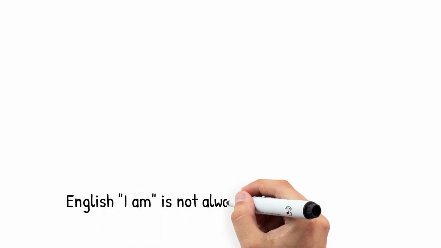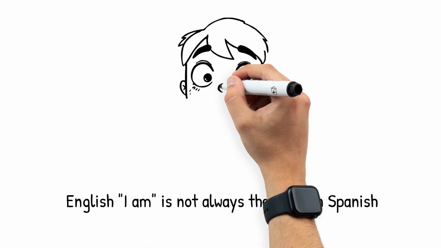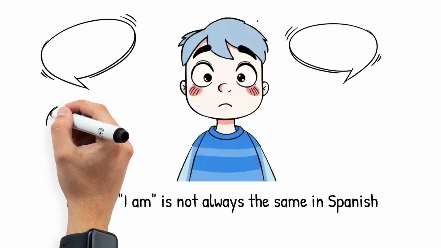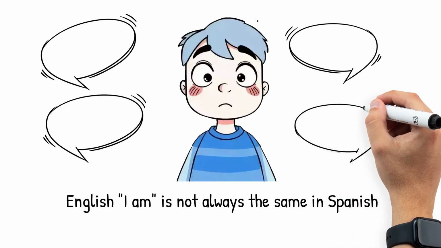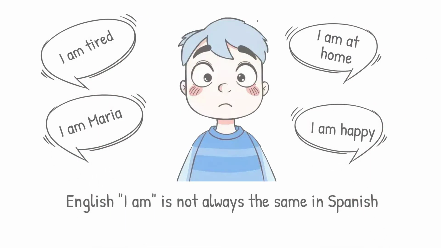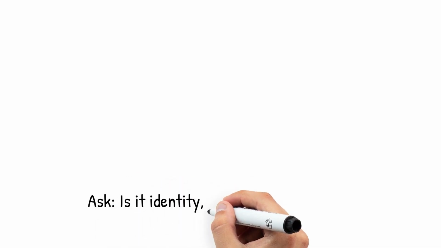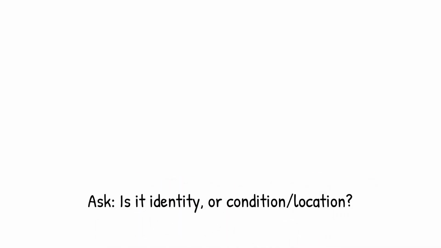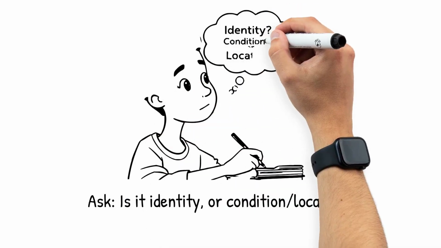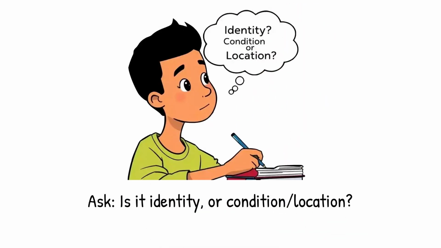Today we are going to fix one of the biggest beginner problems in Spanish, ser versus estar. In English, you say, I am tired, I am Maria, I am at home, and I am happy. But in Spanish, these sentences do not all use the same verb. That is why beginners feel confused. So instead of memorizing a long list, we'll use a simple question. Am I talking about identity, or am I talking about condition or location?